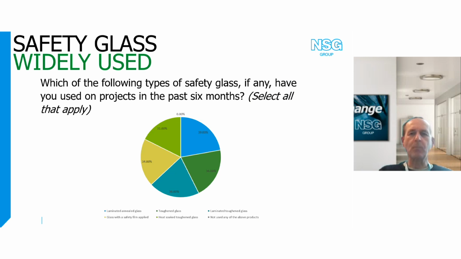So returning to our survey, we asked 100 architects which of the following types of safety glass, if any, have they used on projects in the past 6 months. Again, they were encouraged to select all that they had used on projects. So the results were 39% responded that they had used laminated annealed glass, i.e. panes of annealed glass laminated together. 36% selected toughened glass, which was also the same percentage for laminated toughened glass. 34% indicated safety film glass, and 31% heat soaked toughened glass. So there appears to be, based on our survey, a widespread use of safety glass.